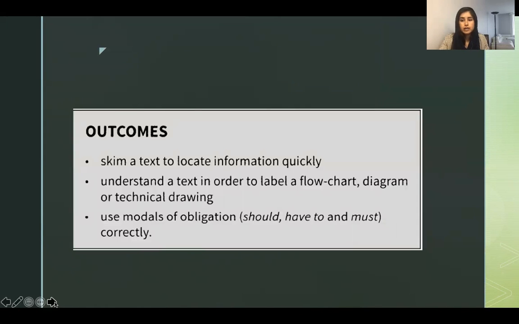Okay, so the outcomes of today's lesson will be to learn how to skim a text to locate information quickly, and understand the text in order to label a flowchart, diagram, or technical drawing correctly.